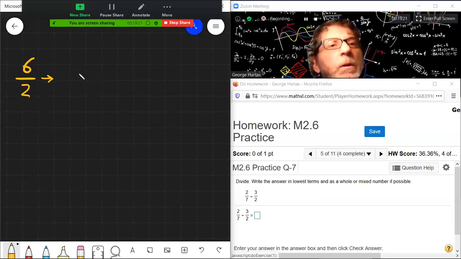All right. So let me show you here. So we have 6 times. Now, what is the reciprocal of the 2? Now remember, you can put a 1 under any number, right? Doesn't change it. 2 over 1 is still 2. We didn't change anything. What is the reciprocal of 2 over 1? 1 over 2.